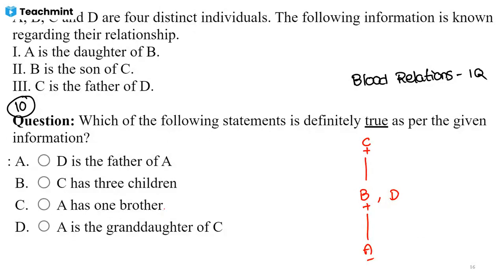A has one brother, that I cannot conclude. I cannot say it is definitely true, they are asking. A is the granddaughter of C, okay. D is father of A, no. B is father of A. C has two children, we know, not three children. A is granddaughter of C is the only correct one among the options.